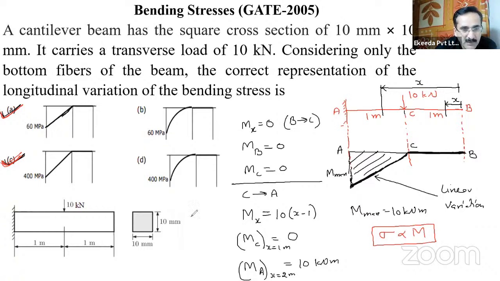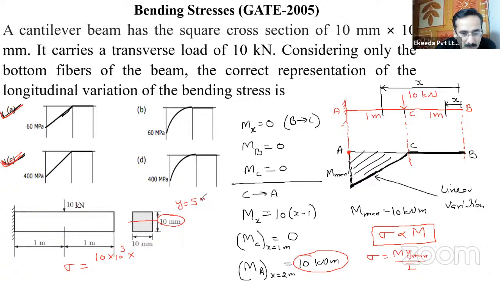So stress sigma will be equal to My by I. At point A, we can find out the stress. The value of M is known to us, 10 kilonewton meter, so this is 10 into 10 power 3. You can see here bending moment 10 kilonewton meter. Y is given to us, 10 millimeter is the total depth, then Y will be equal to 5 millimeter.